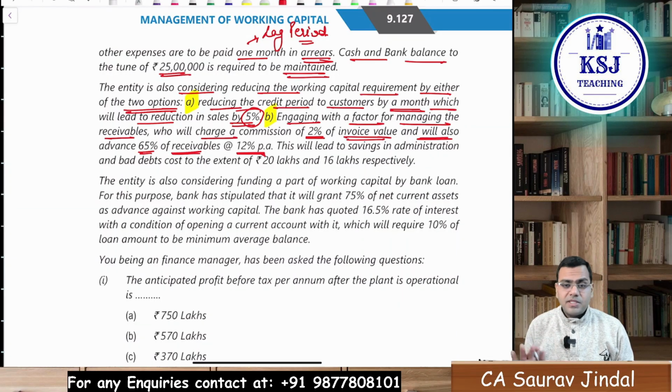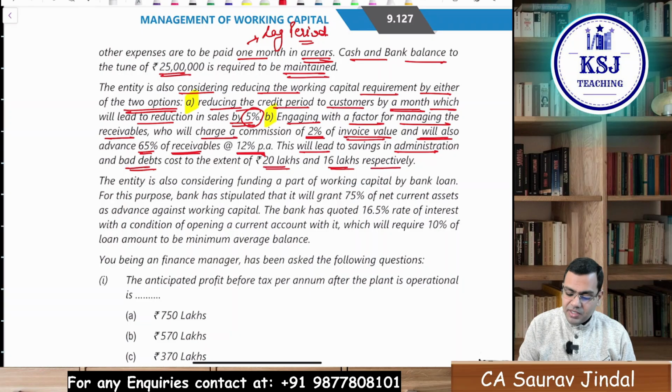So 100% is not going to be given. He will advance 65% of whatever the receivables are at 12% per annum. That is the interest rate given to you. This will lead to savings in the administration and the bad debts cost to the extent of 20 lakh and 16 lakh respectively. So this is your credit administration cost, which will be saved in case of factoring, if you remember the factoring part now.